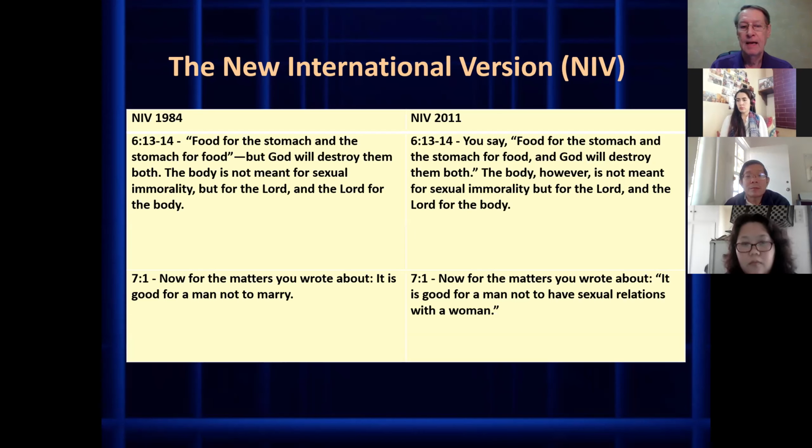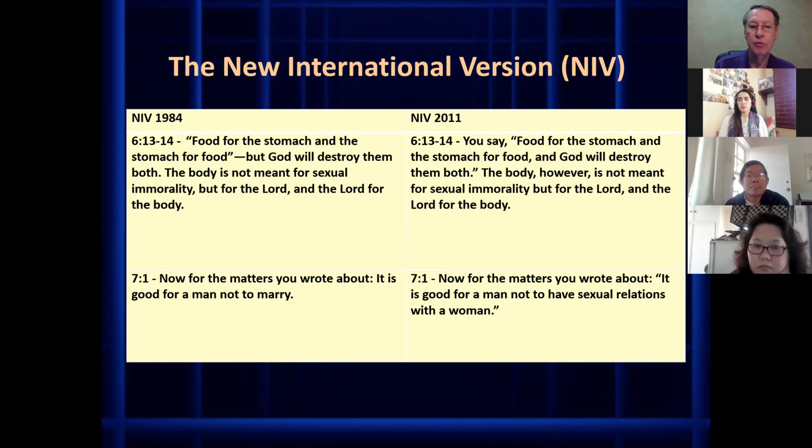Okay? But if you look at the NIV 2011, it says, now for the matters you wrote about, quotation mark, it is good for a man not to have sexual relations with a woman, end quote. What he is doing is responding to what the Corinthians wrote him. They said, it is good for a man not to have sexual relations with a woman. He says nothing here about being married.